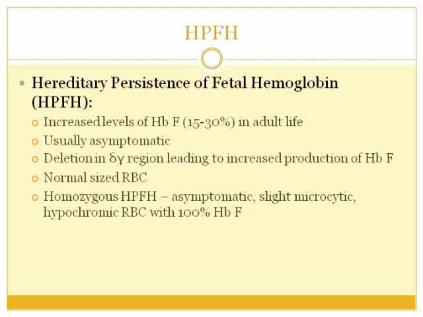There is a disorder called hereditary persistence of fetal hemoglobin. This is where you see increased levels of hemoglobin F in adult life. Normally, we have very little hemoglobin F, about 1%, and here you can see 15 to 30 is quite high. So slight microcytic hypochromic red cells.